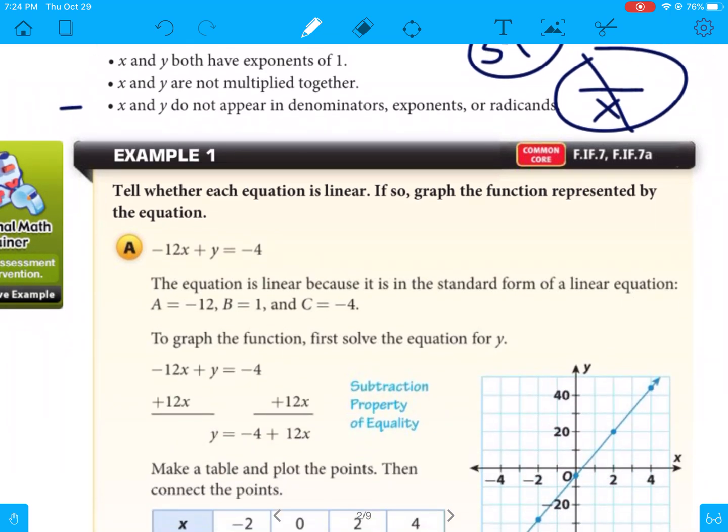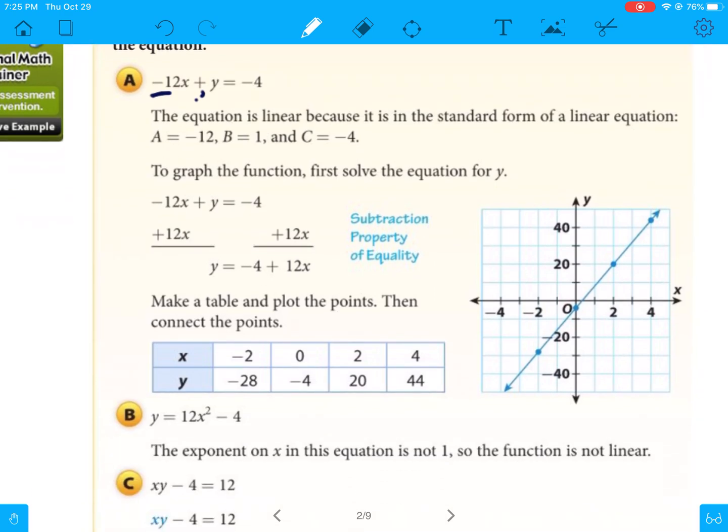Now it says, tell whether each equation is linear. If so, graph the function represented by the equation. Your a is the coefficient of x, which is negative 12. B is your coefficient of y, which there is none, so it's a 1. And then c is your constant, which is negative 4. So yes, this is a function.